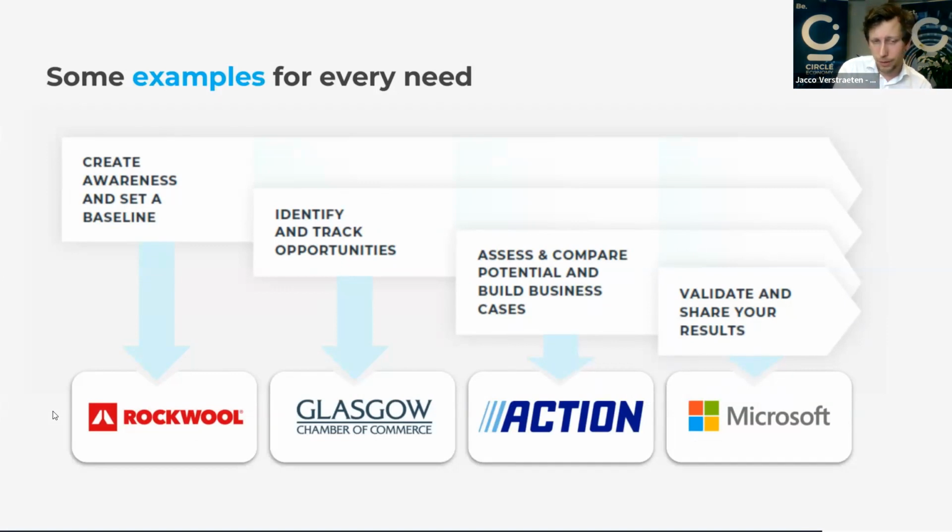So the first one, I'm going to go left to right here. The first one I'm going to mention is Rockwool. They are one of the world's biggest producers of insulation materials for buildings, but also for industrial complexes and industrial processes. And they really wanted to have a metric to show how good they're doing on it, because they felt they were already quite far ahead. And in all fairness, they were performing quite well.